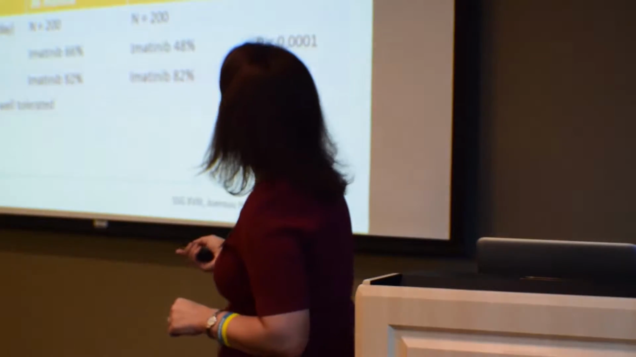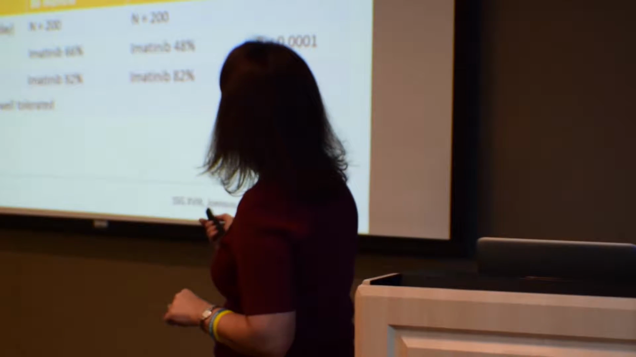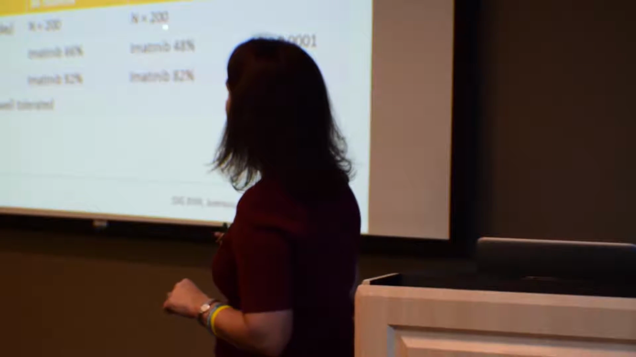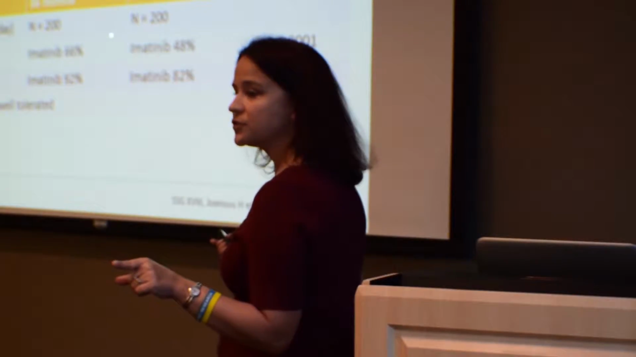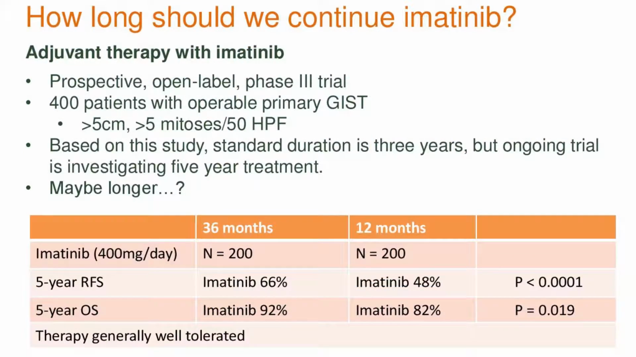So then the question was how long? That trial was for 1 year. This trial, SSG, tried to look at 3 years, okay? And so 200 patients got Gleevec for 1 year after surgery, 200 got Gleevec for 3 years after surgery. And when they looked at what we call the 5-year recurrence-free survival, what percent of patients were free of tumor at 5 years, if you only got it for 1 year, only 50% of people were still clear. If you got it for 3 years, 2/3 of people were still clear. So this suggested that 3 years was probably better than 1 year, again, for these high-risk patients.